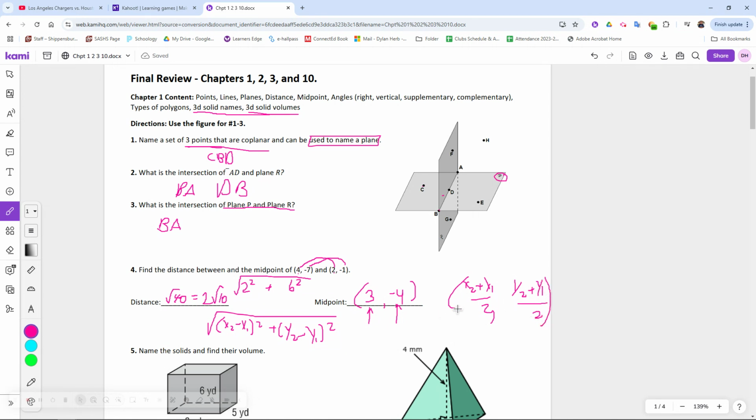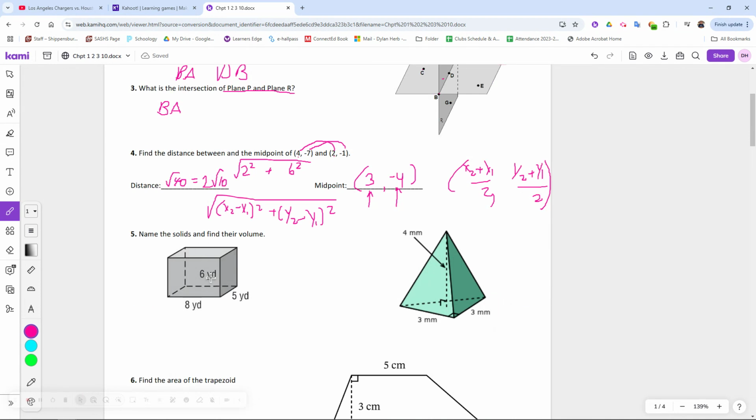So that's what the midpoint formula is. Name the solids and their volume. This is a prism because it does not come to a point like this figure over here comes to a point at the top. This one does not do that. This one has flat sides.